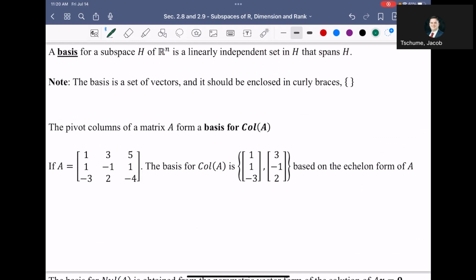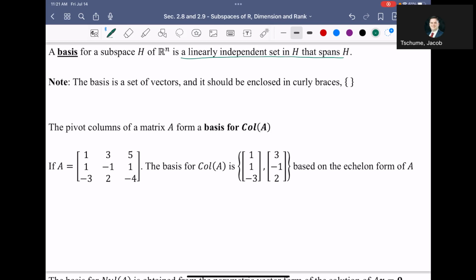A basis for a subspace, and I'm just going to keep using H for right now, is going to be a linearly independent set in H that spans H. So instead of finding every vector in this subspace, can we find a set that's just a finite number of vectors that would be linearly independent and spans the entire subspace H you're trying to work with?